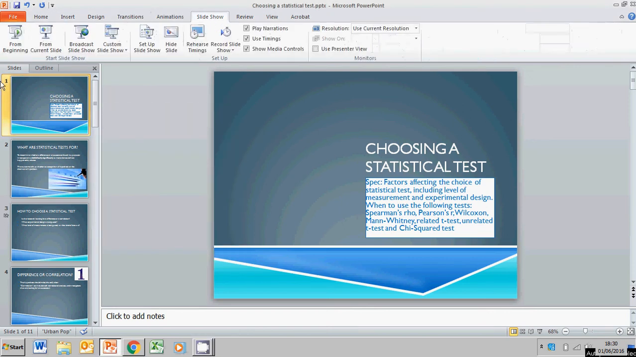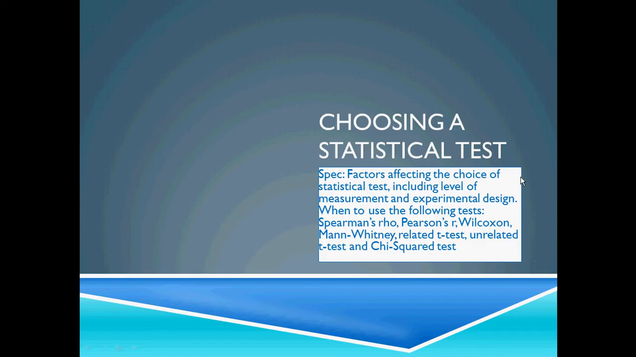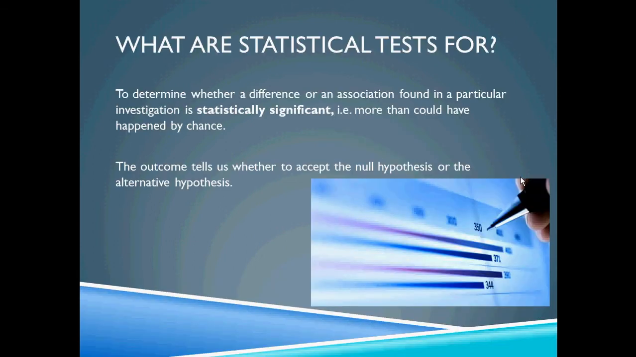Okay, this section of the spec is all about how to choose a statistical test, and this is all about analysing your results after you've done an experiment. How do you find out if what you've found is statistically significant or not? So that's the big question here. You've got to know what test to use so that you can find that out.